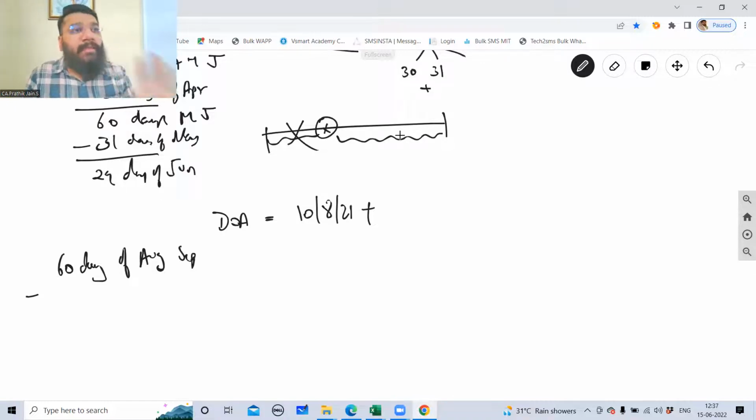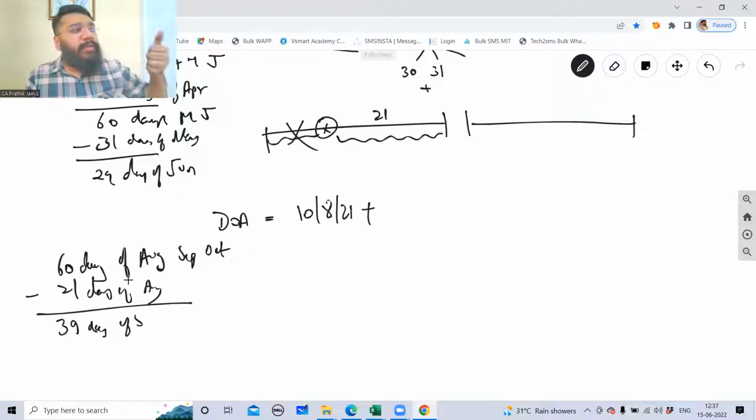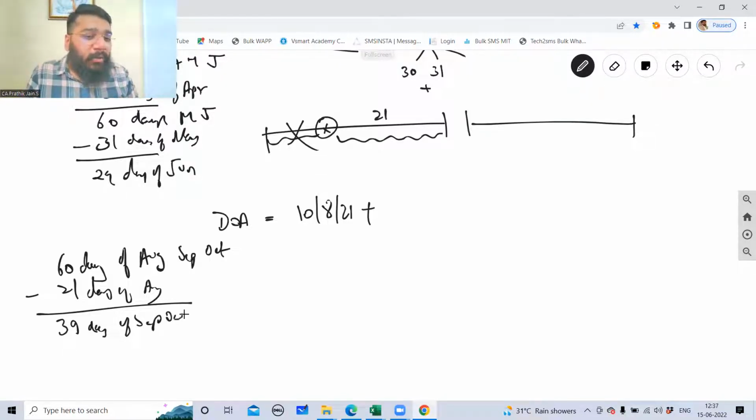So in August, how many days are left? 21 days. Yes, sir, 31 days in August. Next is September. From 60 minus 21 days of August, I'm left with 39 days. So here it is August, September, and October: 60 days of August, September, October. From that, if I minus 21 days of August, I'll get 39 days of September and October. From this, if I minus 30 days of September, I'm left with 9 days of October.